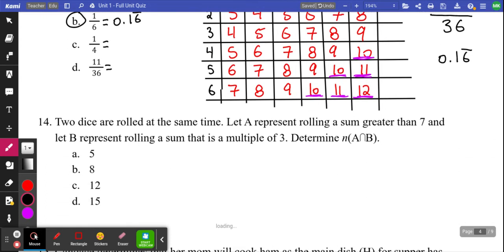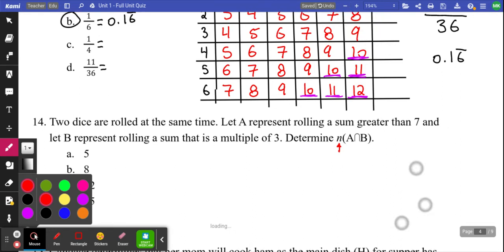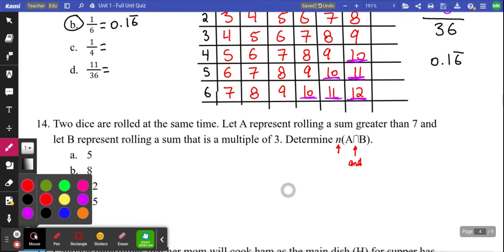Number 14. 2 dice are rolled at the same time. Let A represent rolling a sum greater than 7, and let B represent a sum that is a multiple of 3. Determine N, which means number, right? So the number of rolls where you get A and B. So how many times could you roll this dice and get a sum greater than 7 and a multiple of 3? Multiple of 3 means you count by 3. So 3, 6, 9, 12, and so on.